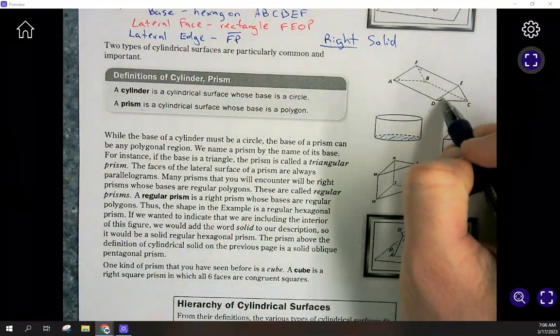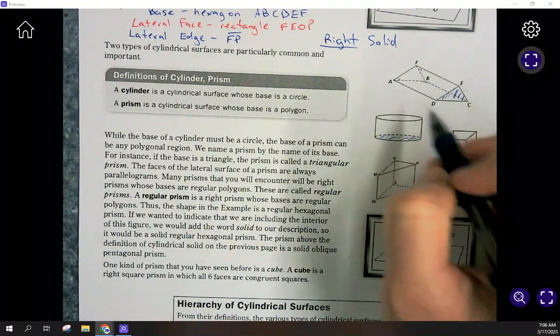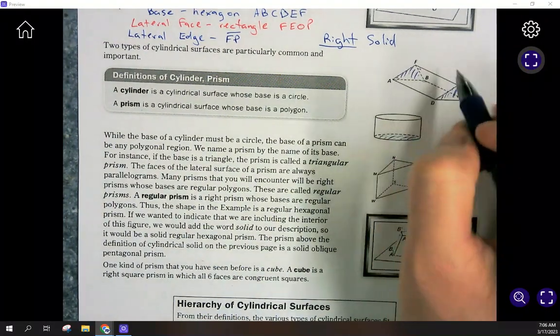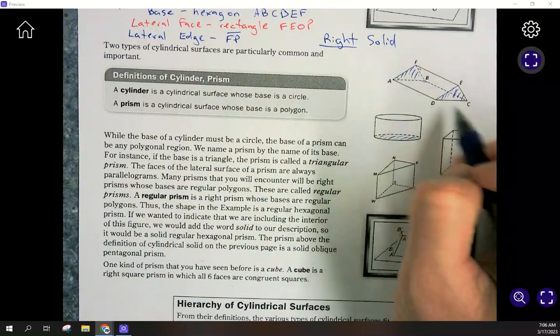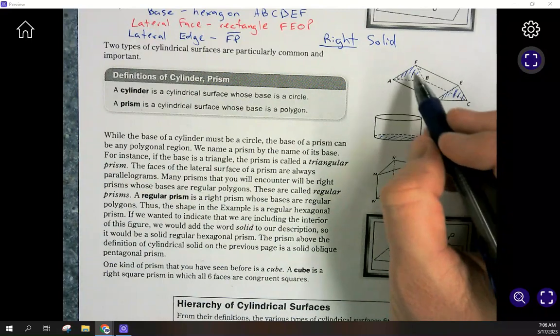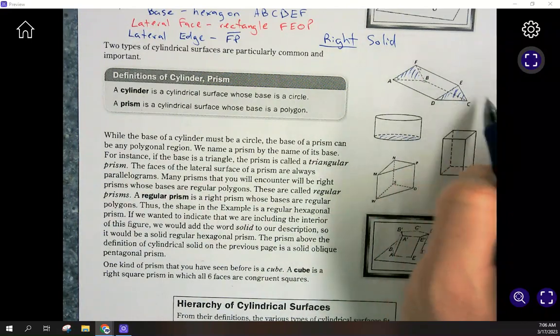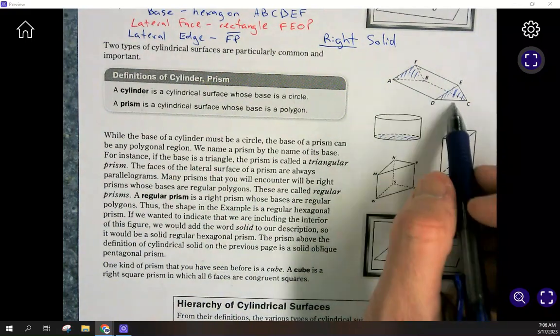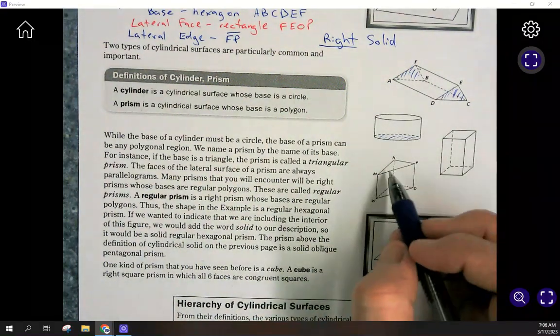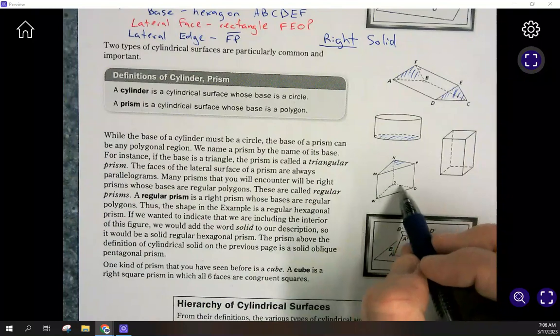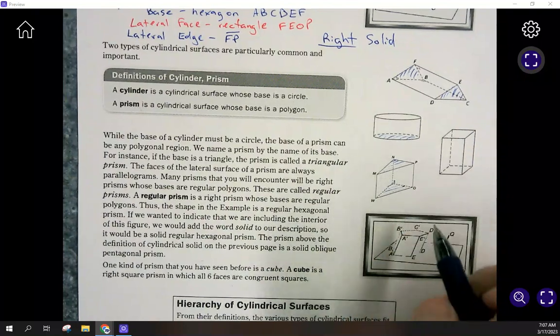So here we've tilted it on its side. The bases would be the triangles. One of these was translated to the other, and they're connected. The bases are a polygon. So this is a triangular prism. We name them by their bases. Here's another triangular prism. The bases are triangles, and they are connected.